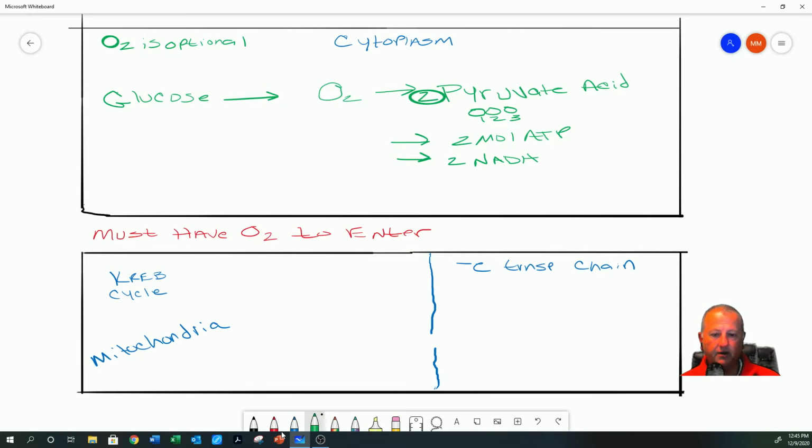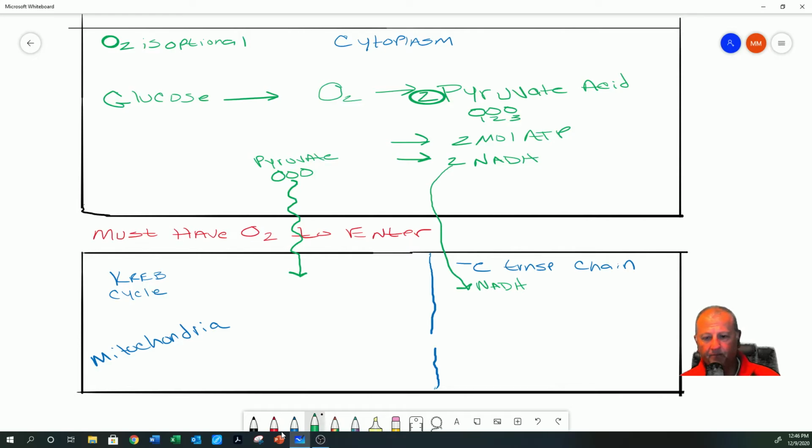So what's going to happen here? All right, let me draw this. This is pyruvate. It's going to come down, and since it had oxygen up there, it gets to enter into the mitochondria. These are just high energy electrons. They're going to sneak down here and hang out in the electron transport chain.